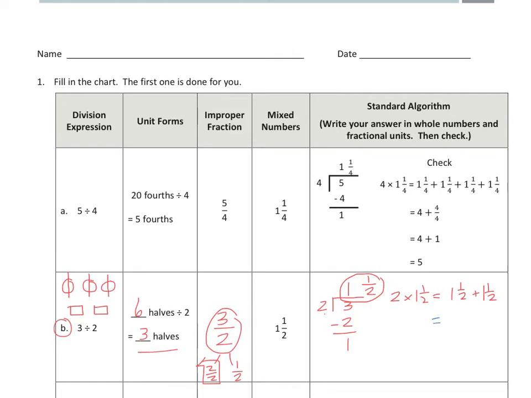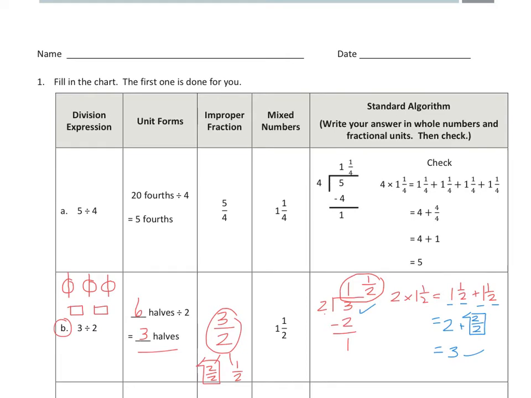If I add up all of the whole numbers first, I would have 2 wholes. And if I added up the halves, which I have 2 of them, I would get 2 halves. Well, you know that 2 halves is technically a whole, so we get the answer 3, which matches the dividend on the inside, which tells us my answer is correct.